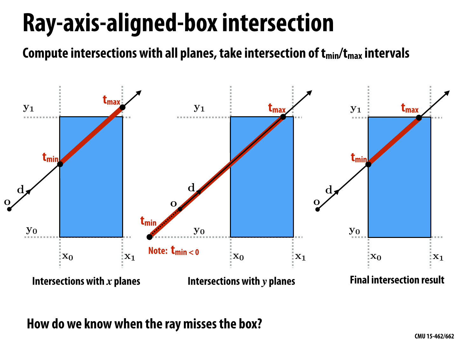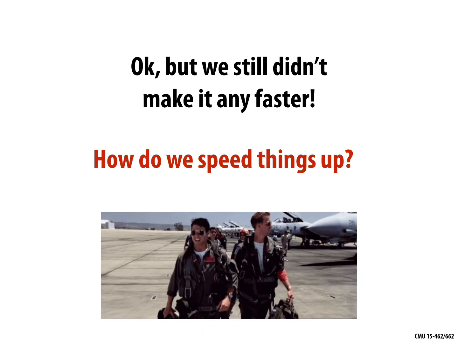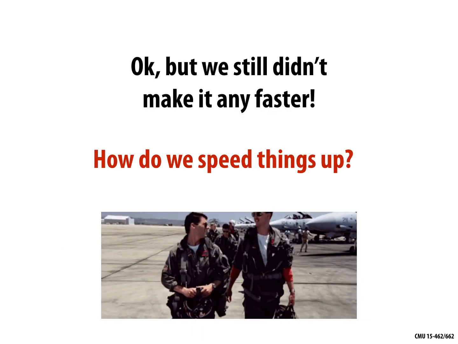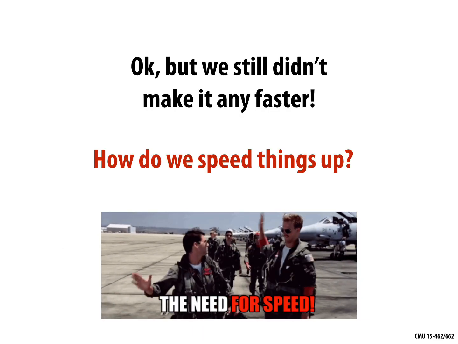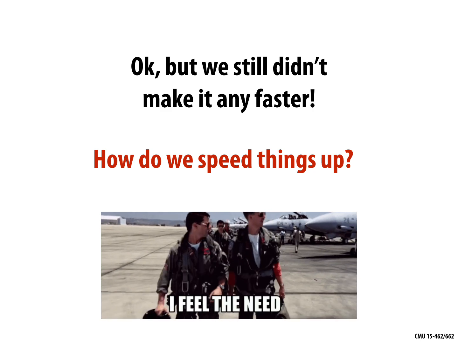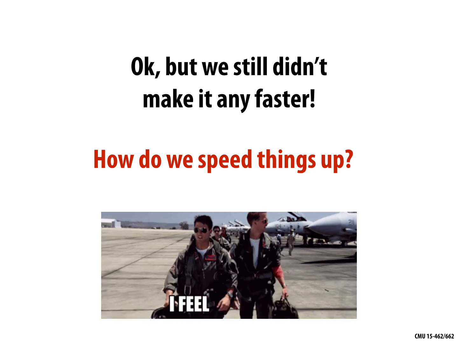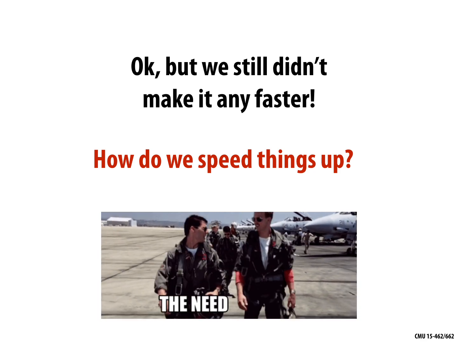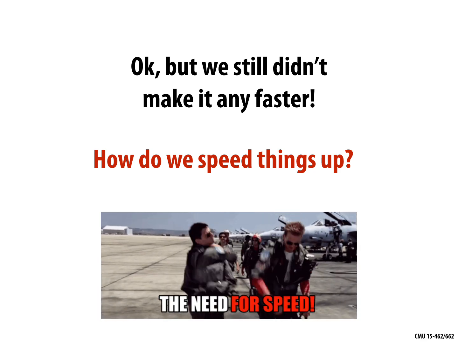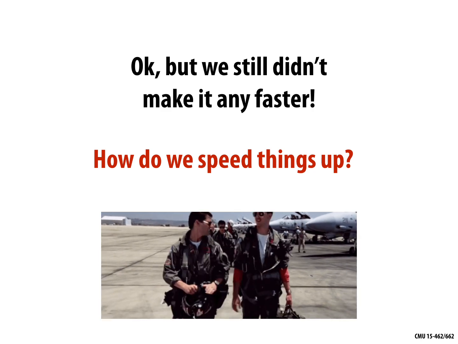So that's great, but I'm still just distracting you, right? We are going through this calculation of how to do an intersection with a box, but we still didn't make it any faster. We still didn't do any better than that original linear time performance. So we're still faced with this question: how do we speed things up? How do we do better than the naive algorithm?